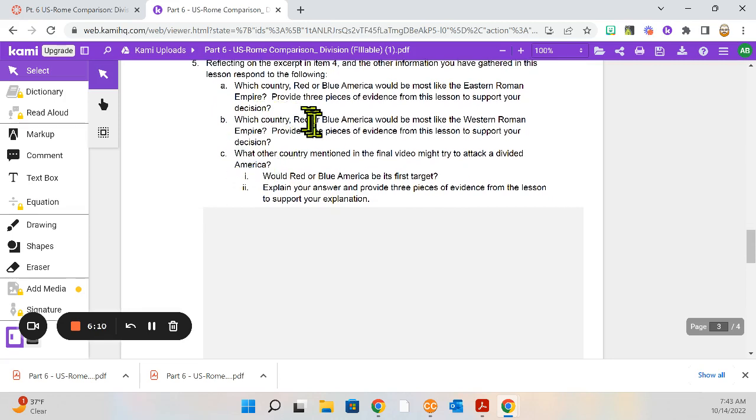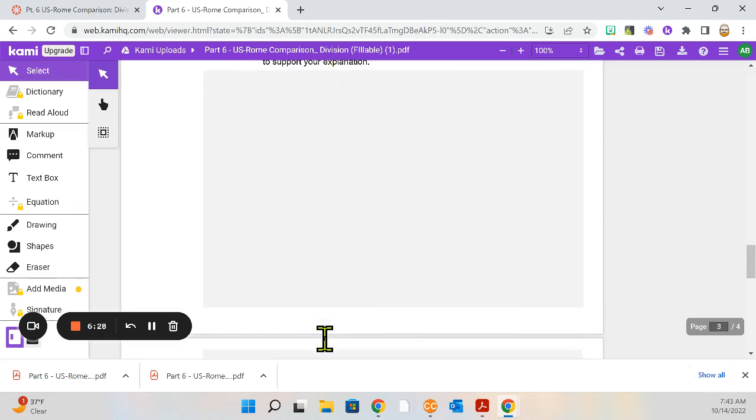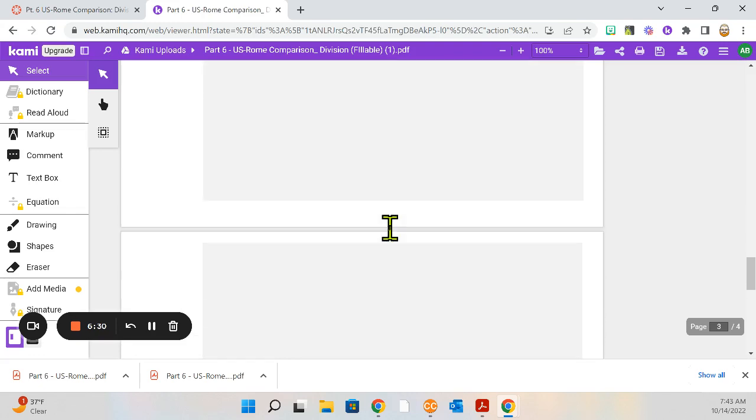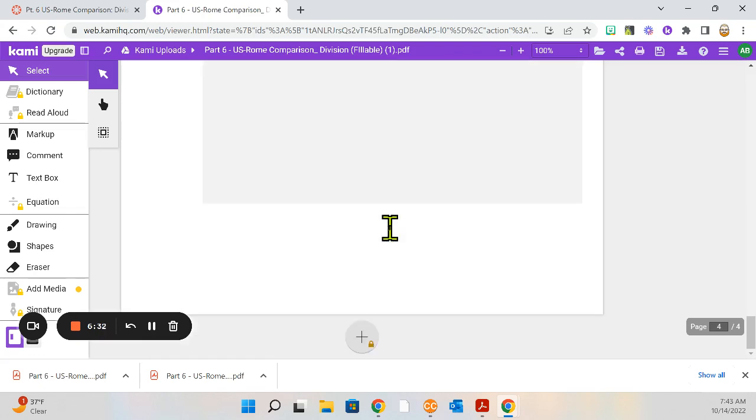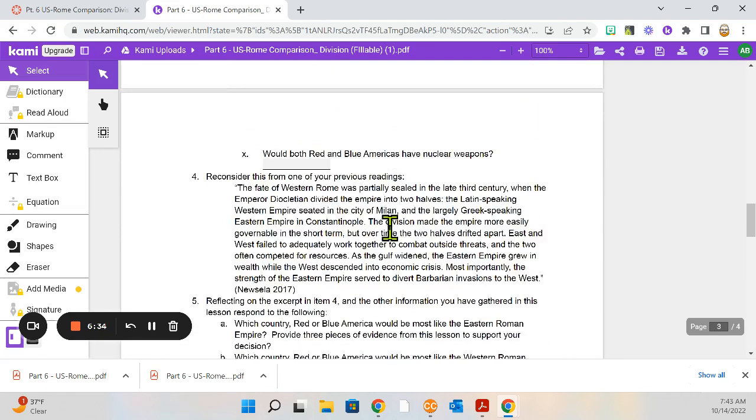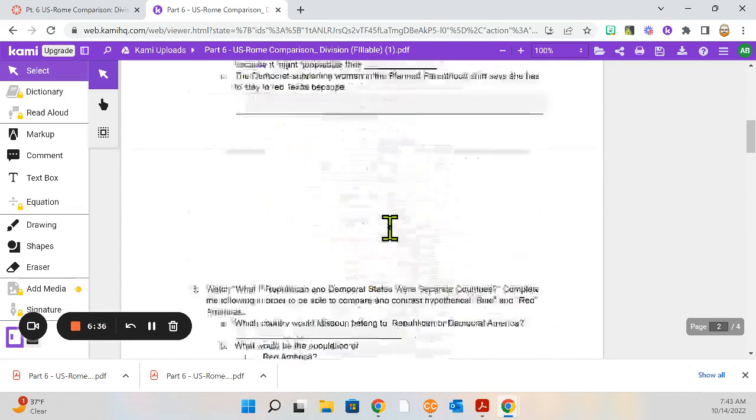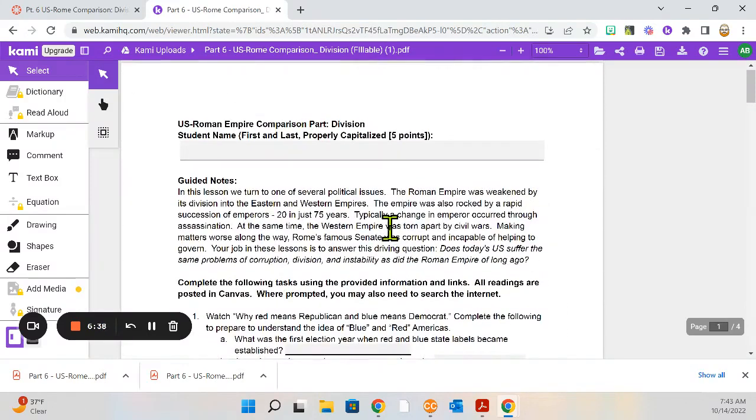And then also think, what country might attack this hypothetical divided America? And which would be its first target, red America or blue America? Continuing our theme, explain your answer and provide 3 pieces of evidence from the lesson to support your explanation. There's space. I don't know that anybody's going to need that space. I don't expect you to fill all of that, but you have it.